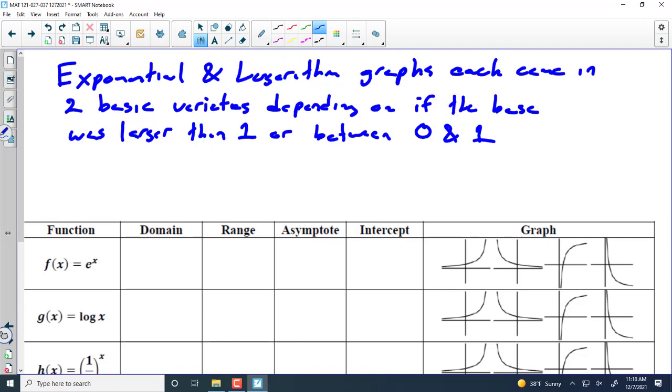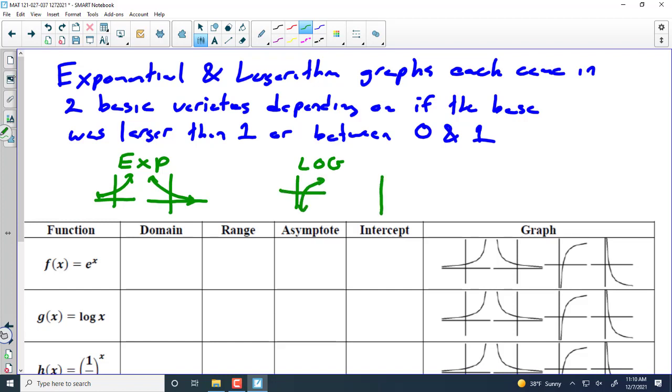What we had, everyone, was exponential graphs that either looked like this or like this. And the way you knew which one it looked like was the size of the base. Logarithm graphs would either look like this or like this. And once again, it was all about the size of the base that told you which one it was. So what this table represents is each of these 4 kinds of graphs by the different bases I selected.